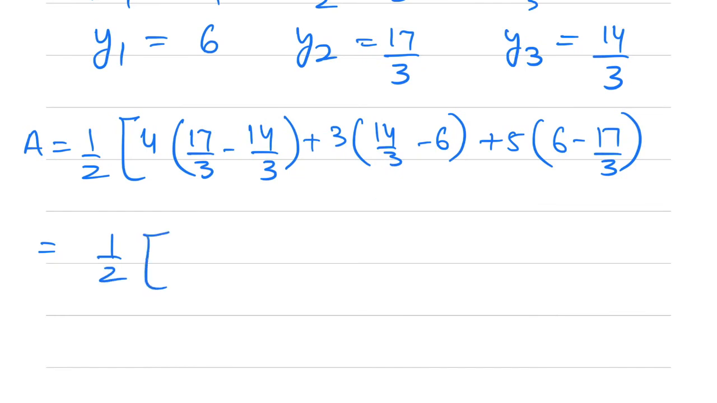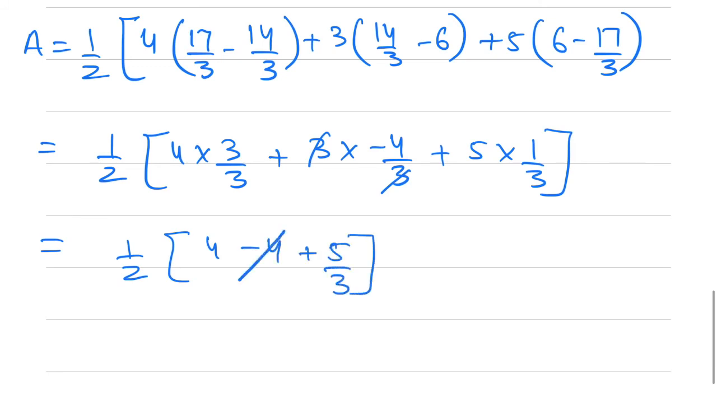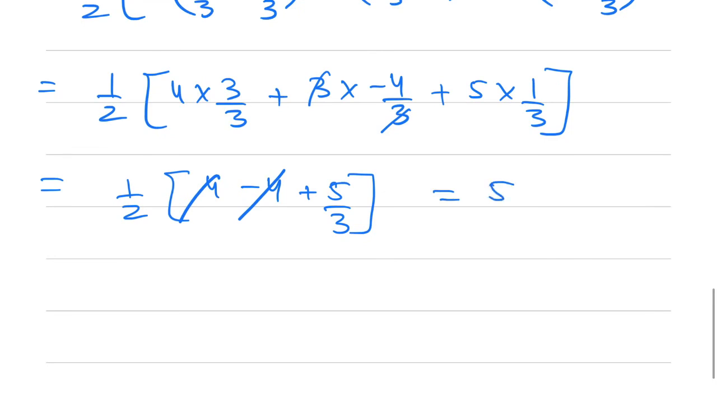Half into [4 into 3 by 3 plus 3 into (minus 4 by 3) plus 5 into (18 minus 17), so 1 by 3]. So this is equal to half into [4, minus 4, plus 5 by 3]. The 4 and minus 4 get cancelled, so we get 5 by 6.